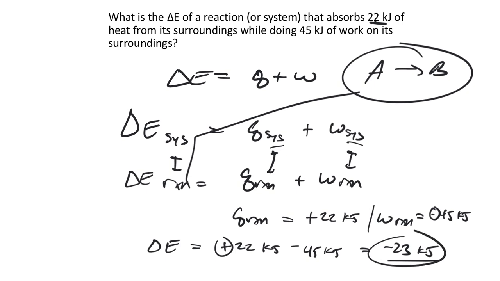Now, these are just random numbers here. The idea of this problem is that if you just knew Q and W, you can plug in for delta E. So if you know 2 of the 3, you can solve for the third.